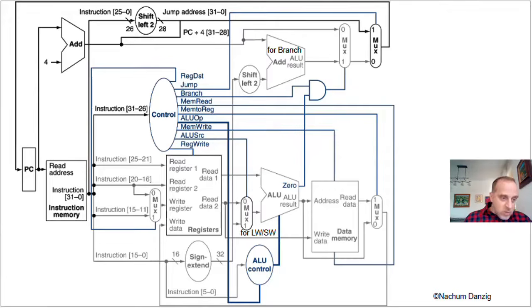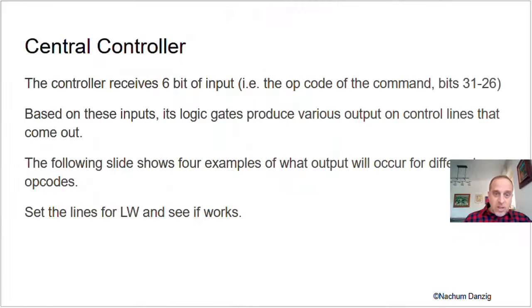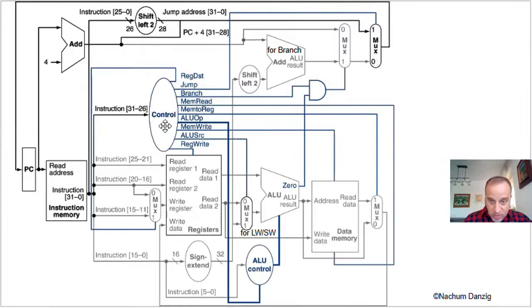Okay, so this is the basic layout. We'll get to the details of what each part does when we examine the different commands. But first, let's talk about this central controller here. This is the central controller, and this is the ALU controller.